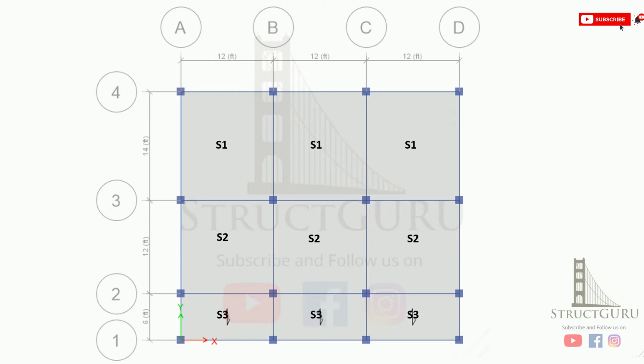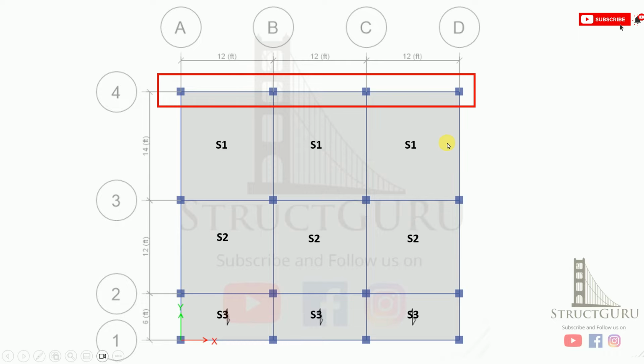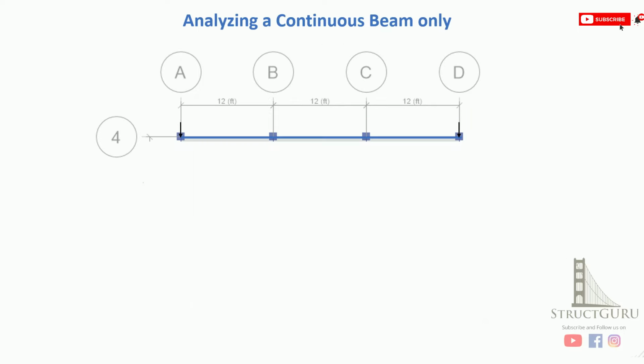As you can see, this is the framing plan of our structure, and we are interested to analyze and design this continuous beam along the grade 4 between A to D. Before that we need to assume the support conditions. Right now I am assuming exterior supports are fixed and interior supports are roller, and the load which we have calculated in our Excel sheet, you just need to apply that load, and the magnitude of that load is 1.570 kPa.